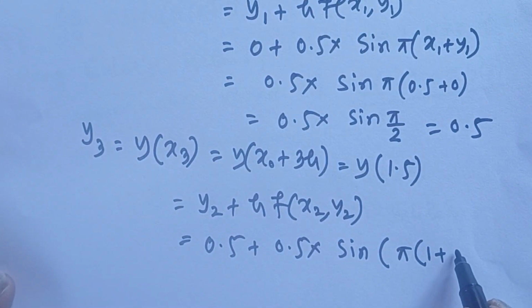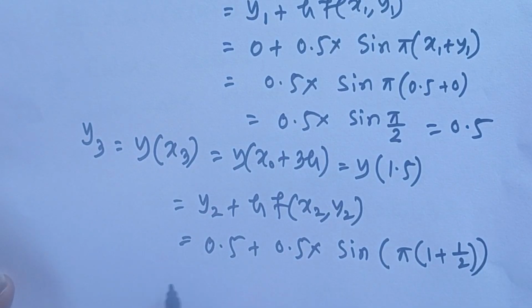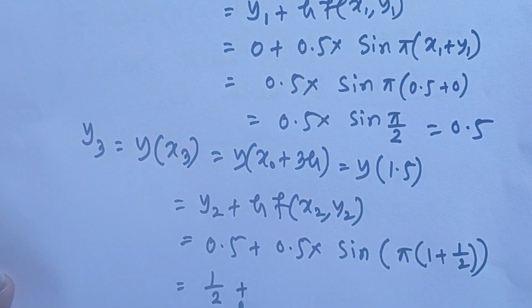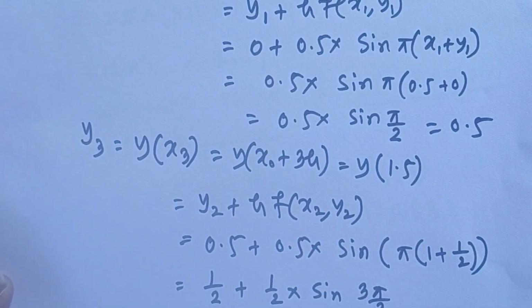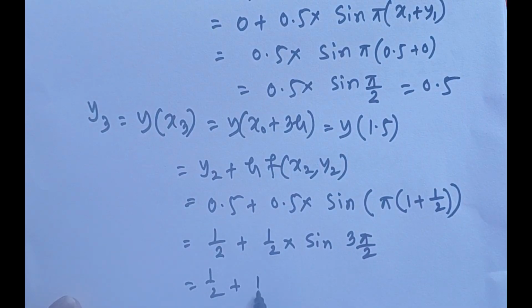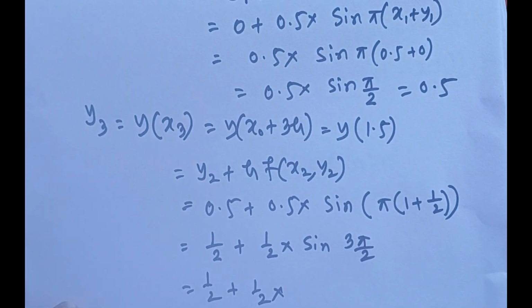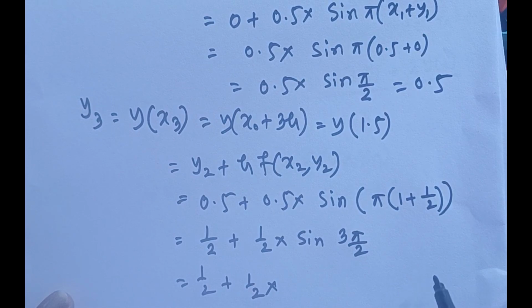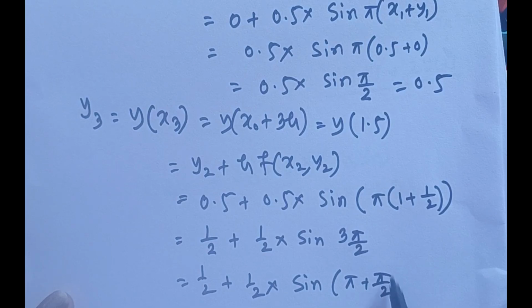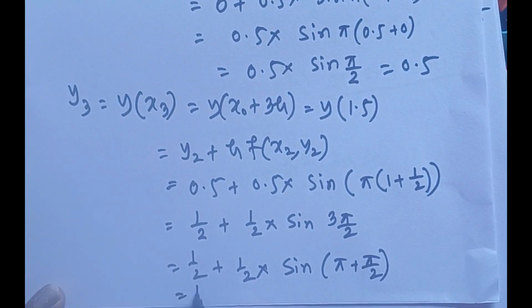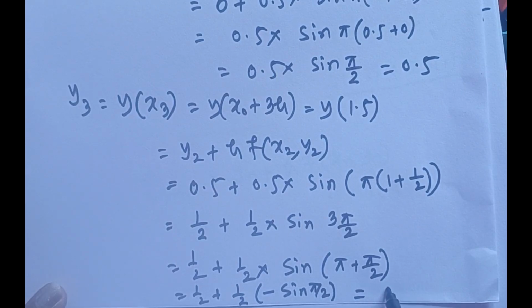And then we can find the value of y3 by calculating this: 1/2 + 1/2 × sin(3π/2), which equals 1/2 + 1/2 × sin(π + π/2), because 3π/2 we can write as π + π/2. You all know that this is in the third quadrant, so the value is −sin(π/2), which is −1. So y3 = 1/2 + 1/2 × (−1) = 0.